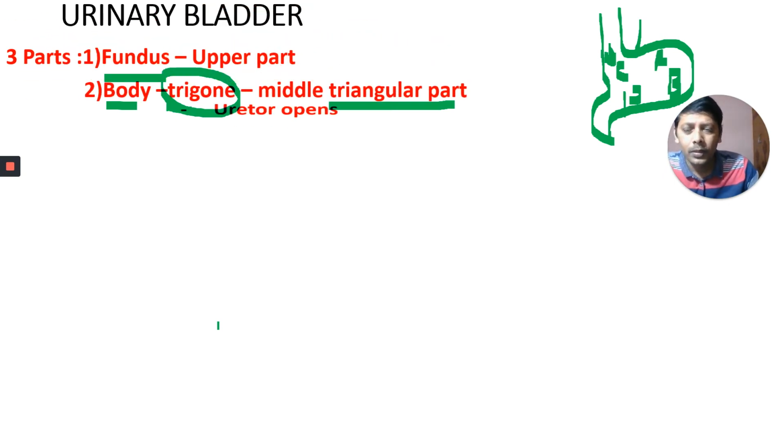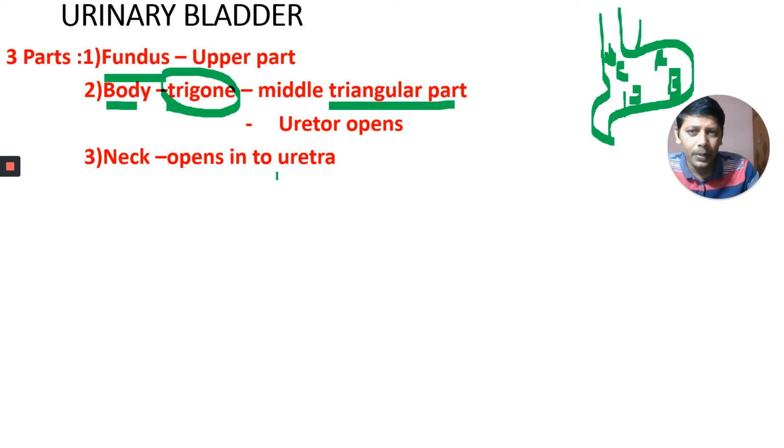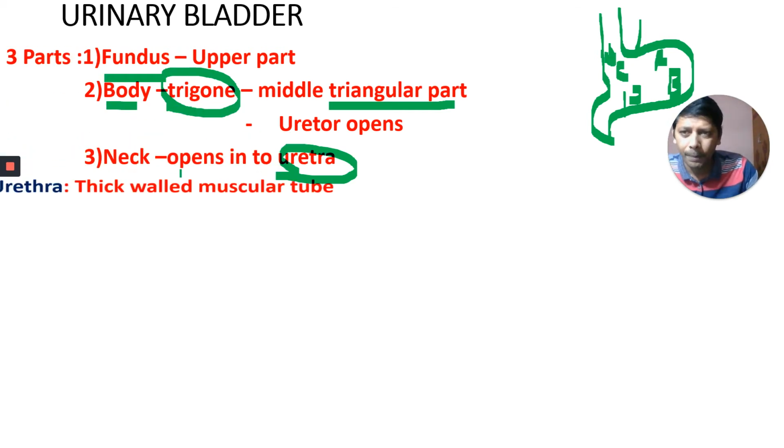Next part is the neck. The neck opens into the urethra. These are the three parts: fundus, body, and neck. You can remember fundus, body, and the neck opens into the urethra.